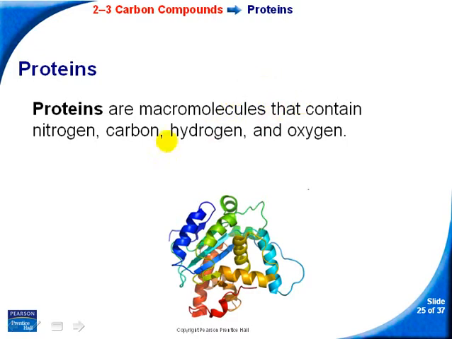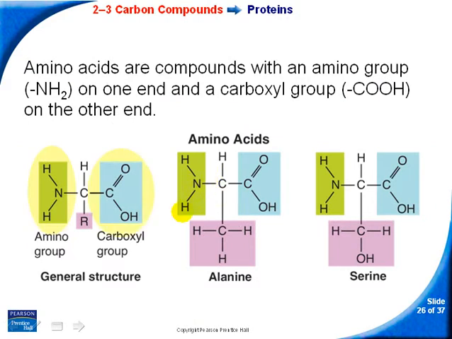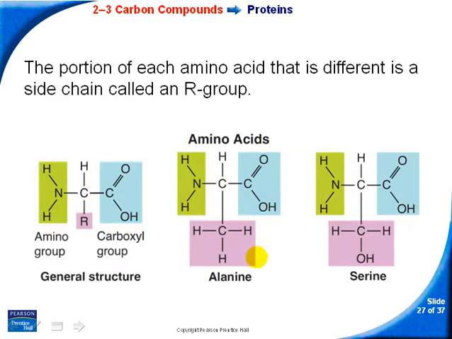Proteins. Proteins contain nitrogen, carbon, hydrogen, and oxygen. I threw this picture of the protein to show you how complex it is. They're made of molecules called amino acids. The general structure of an amino acid is the amino group, the carboxyl group, and then the R group at the end. And the R group can be different, which makes the amino acid different.